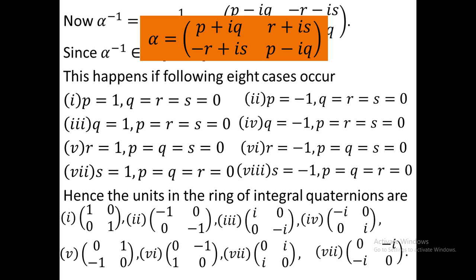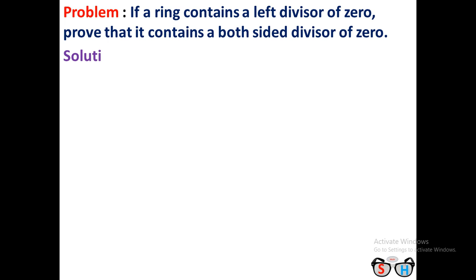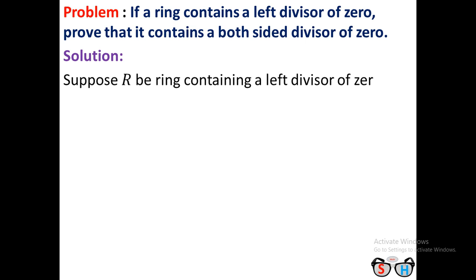Now I give another problem. If a ring contains a left divisor of 0, then it must contain a both sided divisor of 0. Suppose R be a ring containing a left divisor of 0, let a be a left divisor of 0. We have to prove that if R contains a left divisor of 0, then R contains a both sided divisor of 0. However, if R contains a right divisor of 0 instead of a left divisor of 0, it contains a both sided divisor of 0.